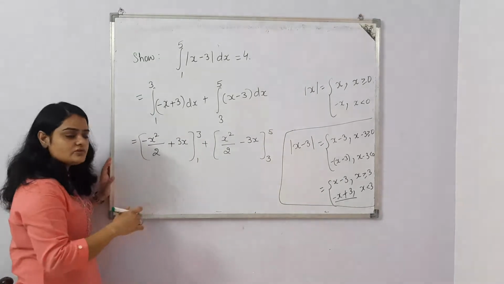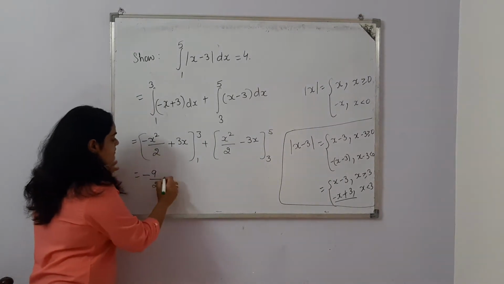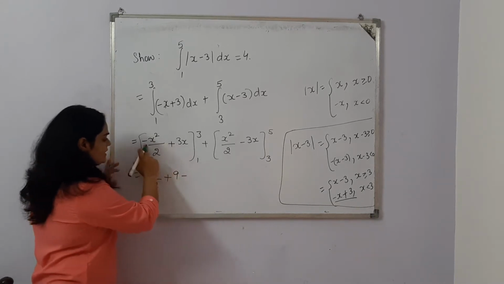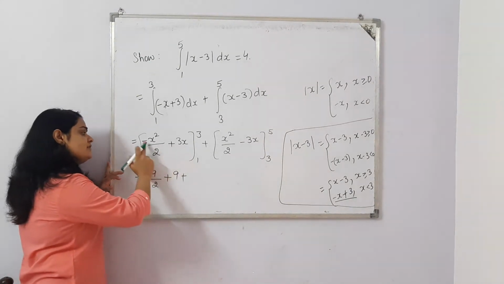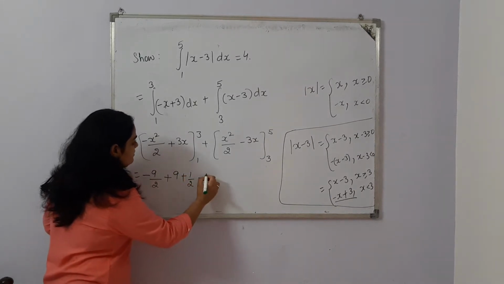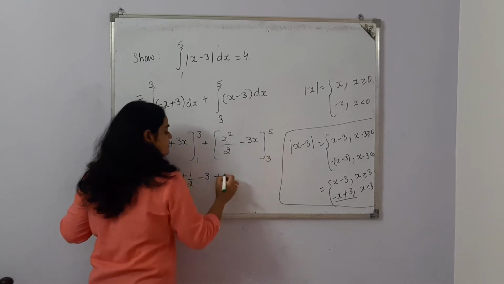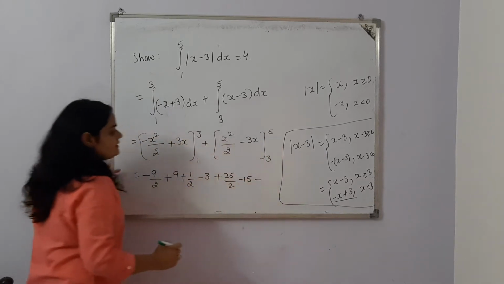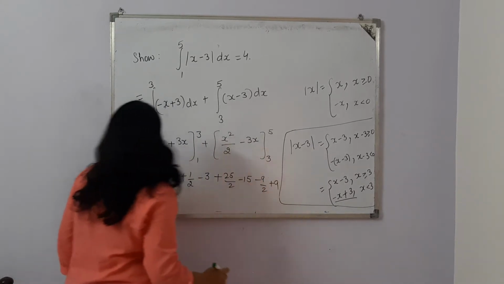Now we are going to substitute the limits. Upper limit: minus 9 by 2 plus 9, minus, and we will get plus, because upper limit minus lower limit, minus of minus is plus, and 1 square is 1 by 2 minus 3. And here we are going to substitute 25 by 2 minus 15 minus 9 by 2 plus 9.